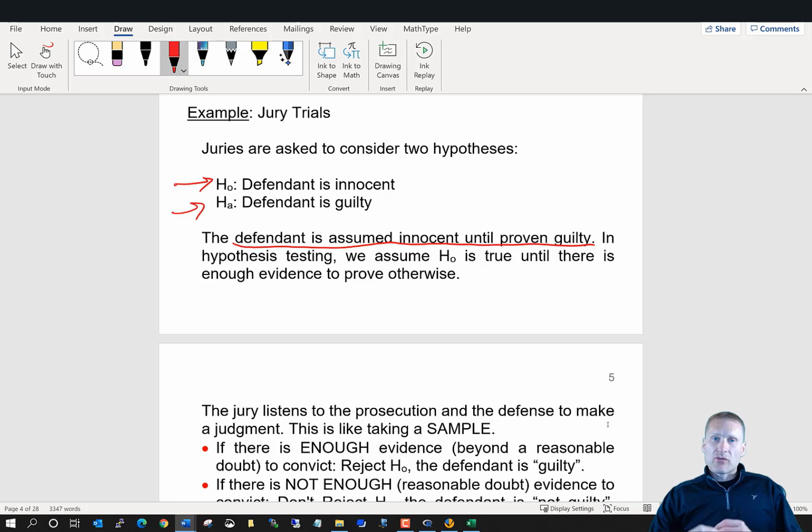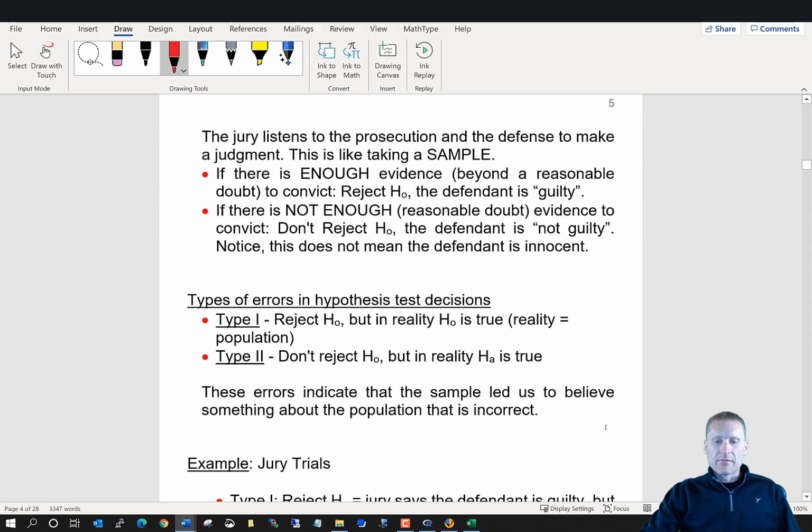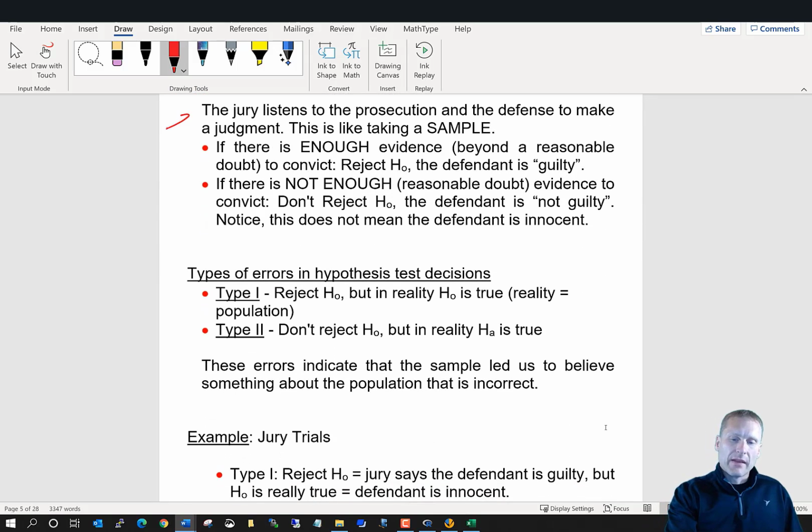As you see how we construct some of these different hypothesis test forms, you will see, okay, I see how you're assuming that H0 is true. It's a little bit more difficult to see in the confidence interval approach that we just talked about, but in other approaches, you will see it. And if you don't, of course, you need to ask questions. So in hypothesis testing, we assume H0 is true until there is enough evidence to prove otherwise. And so what happens in a jury trial is that the jury listens to the prosecution and the defense to make a judgment. This is just like taking a sample from the population.